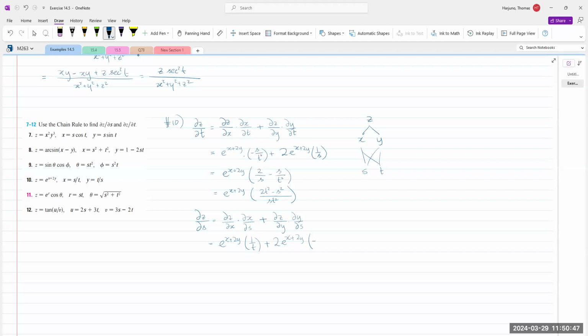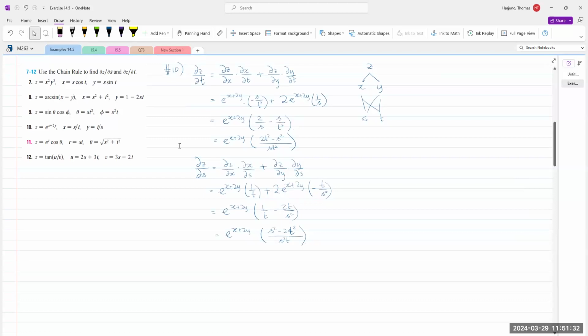Derivative with respect to s is negative t over s squared. I factor e^(x+2y) out. 1 over t minus 2t over s squared. That gives us e^(x+2y) times (s² − 2t²) over s²t. Interesting. Quite similar, huh? With the ∂c/∂t. Anyway, that's for number 10.